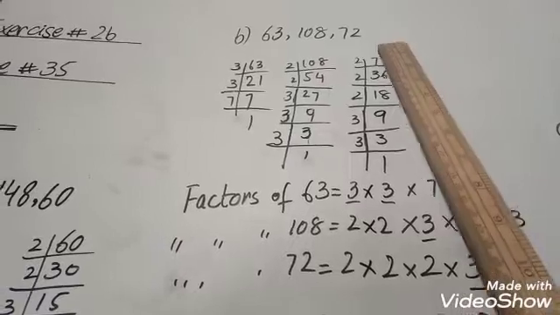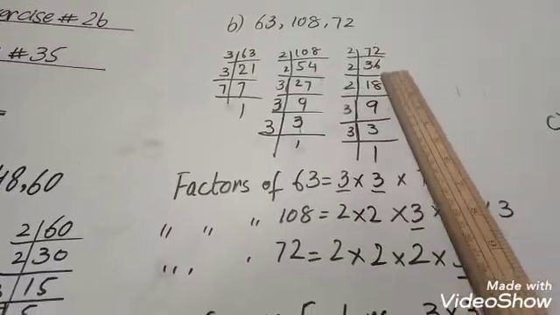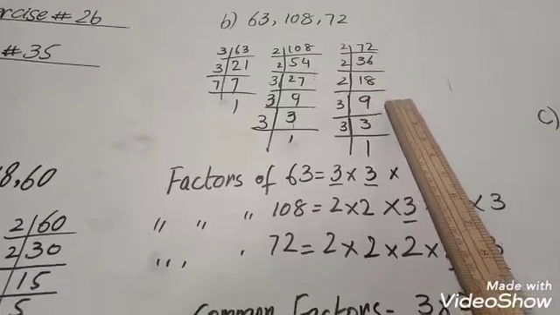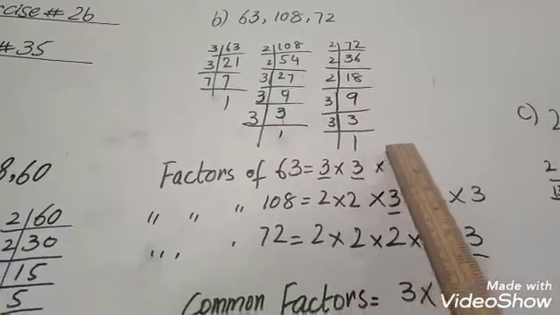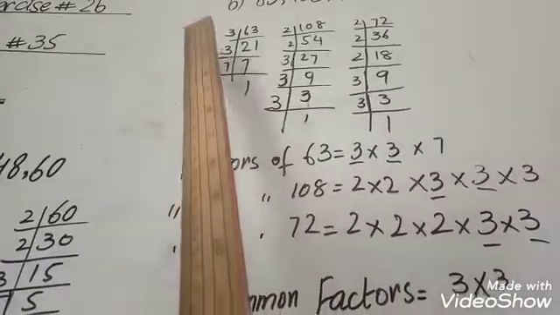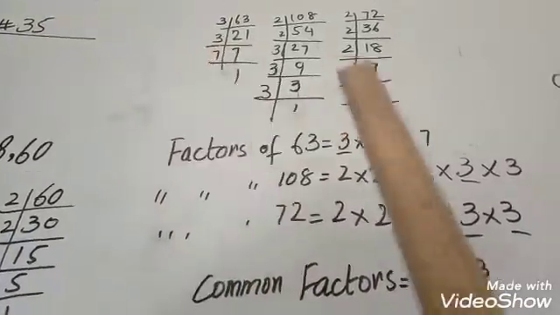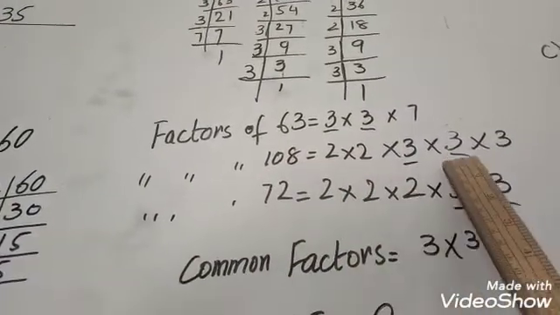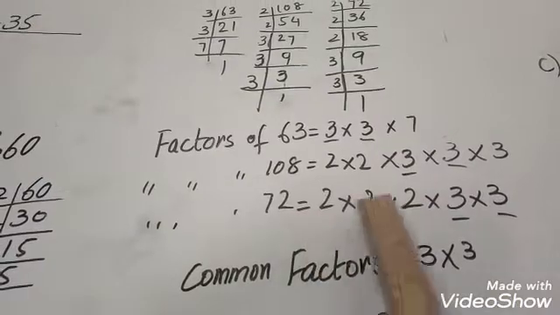Factors of 72. 2 3s are 6, 1 carry, 2 6s are 12, 2 18s are 36, 2 9s are 18, 3 3s are 9, 3 1s are 3. We write here factors of 63, this one 3 multiply 7, we write here, and factors of 108 write this, and factors of 72 write this.